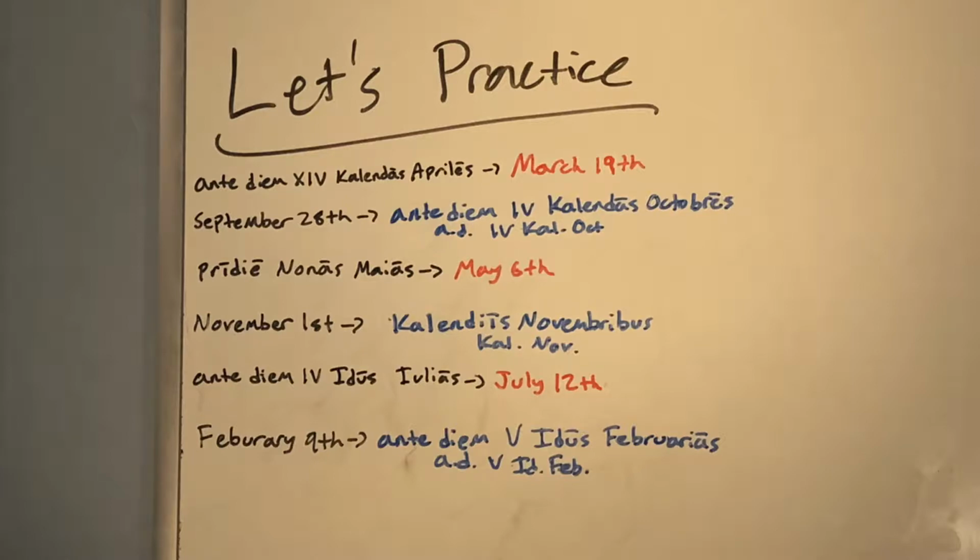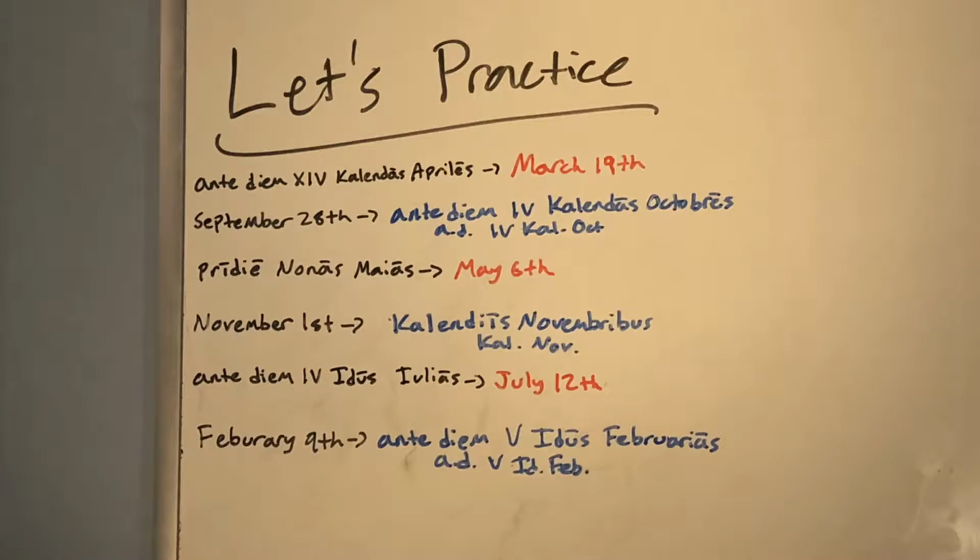Now let's go to September 28th. This is past both the nones and the ides of September, so we're going to go to the calends of October. So we start with the 28th, and we go 28th, 29th, 30th, and then we're at the 1st already, because September only has 30 days. So, Ante Diem IV Calendas Octobris, or as you can see there, that's the abbreviation.